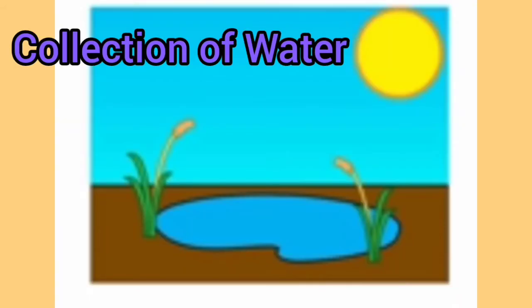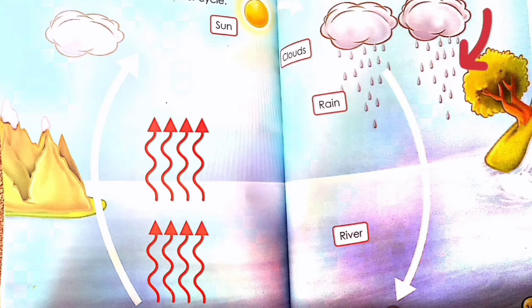Collection of water back again in ponds, rivers, seas and ocean. This entire process of evaporation, condensation and collection of water in rivers, ponds, lakes, seas is called water cycle. So kids, the movement of water between the atmosphere and the earth is called water cycle.